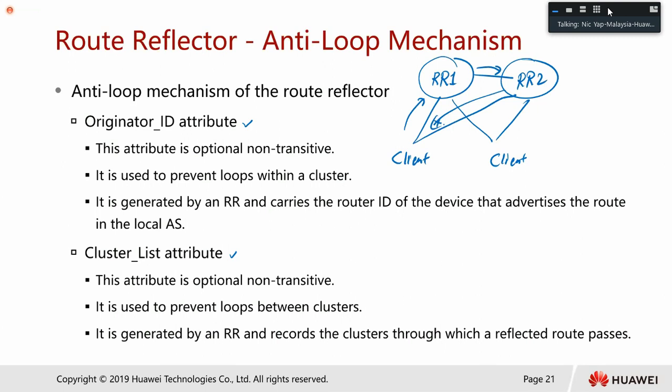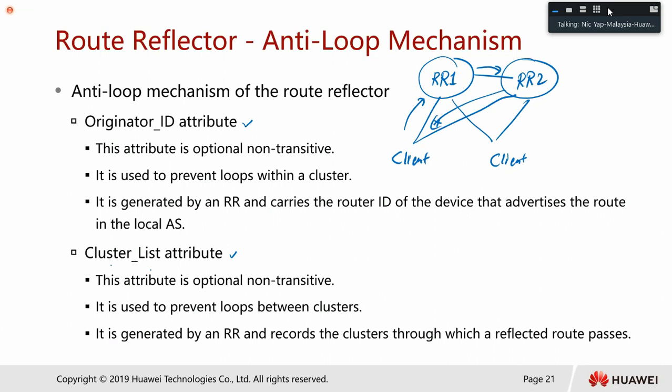Okay, there is a method defined for when you are in the same cluster. When these two routers are in the same cluster, loops are prevented within the cluster. They generate the originator ID as your router ID when you receive a route from the client. Okay, this is how to prevent the loop within your clusters.